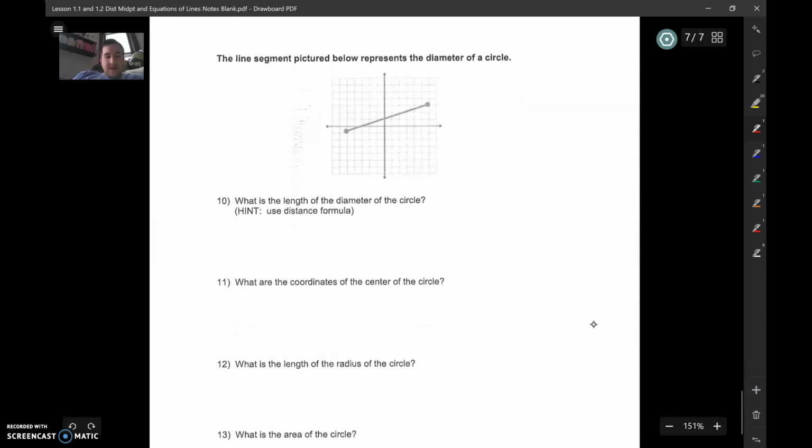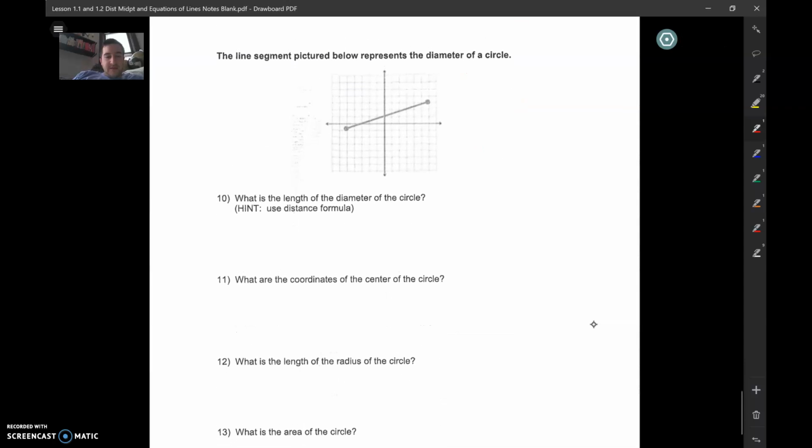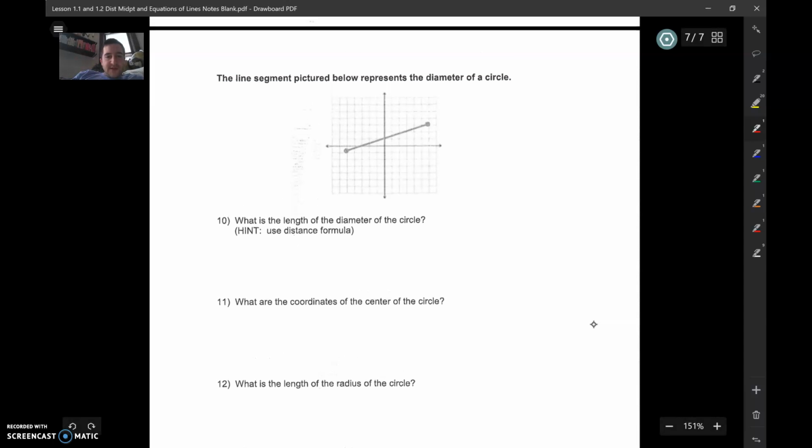Down here, a little critical thinking, which I'm going to get you started, but I want to keep this last video at around 5-6 minutes long. So just a refresher: what is the length of the diameter of the circle? Well, I don't see a circle, so we have to read the directions. The line segment pictured below represents the diameter of a circle. So we're imagining that's the diameter, and I'm a bad artist, but we can imagine there's a circle around here, right? What's the length of the diameter?